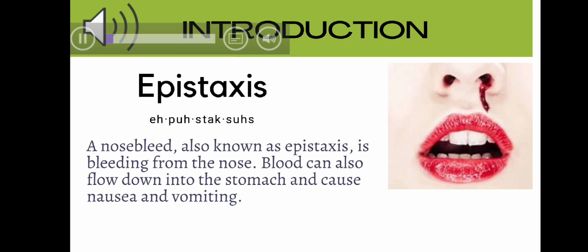What is nosebleed? Nosebleed, also known as epistaxis, is bleeding from inside of the nose. Blood can also flow down into the stomach and cause nausea and vomiting. In more severe cases, blood may come out of both nostrils. Rarely, bleeding may be so significant that low blood pressure occurs.